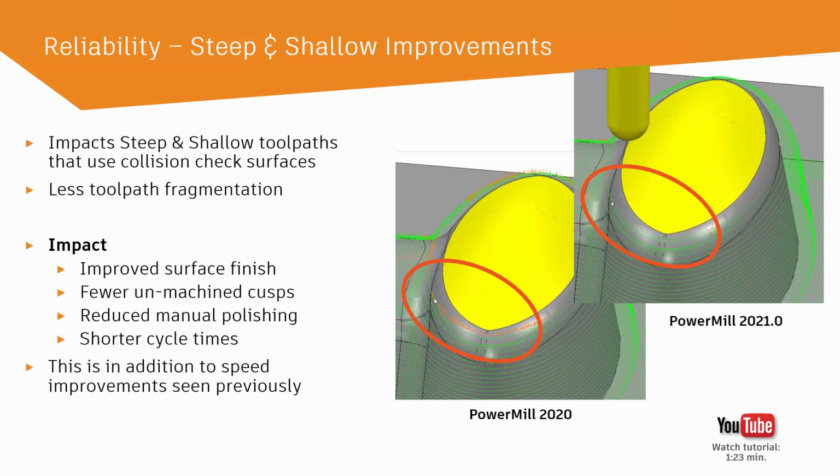Look carefully at the PowerMill 2020 image and you'll see some localized fragmentation in that toolpath. Those fragmentations would compromise the surface finish, result in air cutting, increased cycle time, lots of other bad things. With the release of PowerMill 2021, these issues have been fixed, resulting in a better quality machine part, shorter cycle times, and hopefully happier PowerMill programmers.